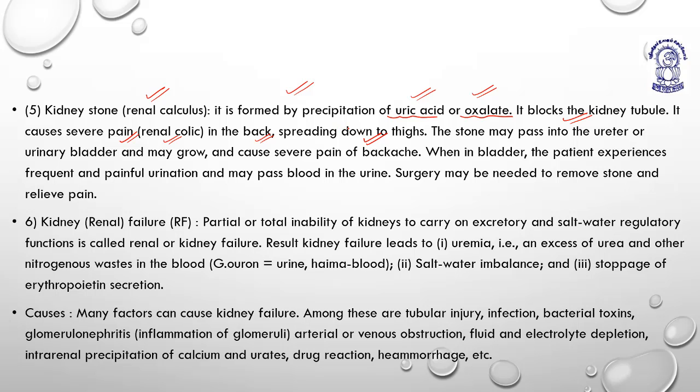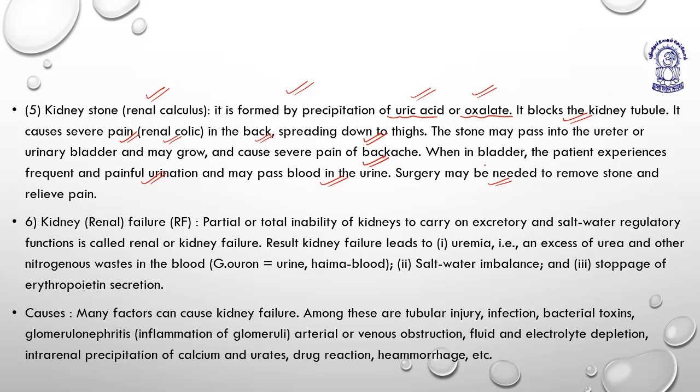The stone may pass into the ureter or urinary bladder and may grow and cause severe pain of backache. When in bladder, the patient experiences frequent and painful urination and may pass blood in the urine. Surgery may be needed to remove stone and relieve pain.